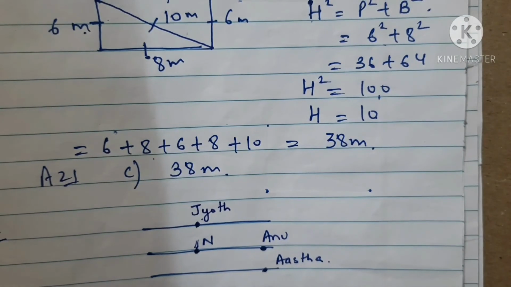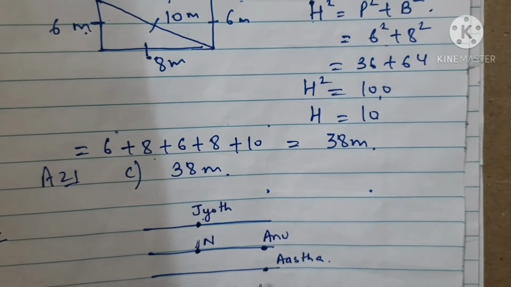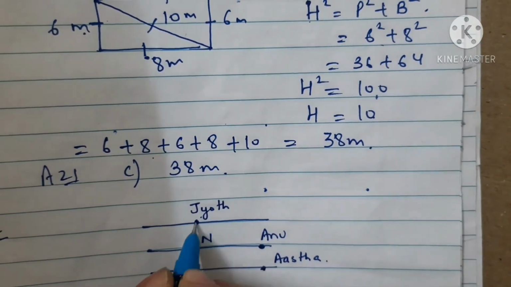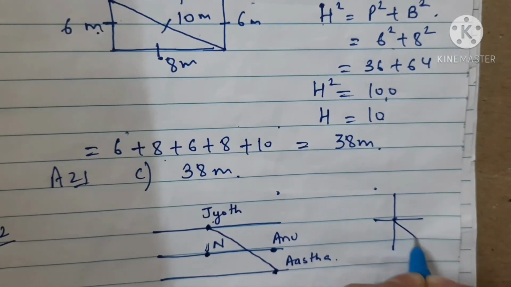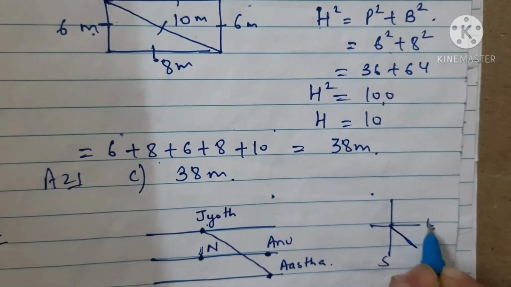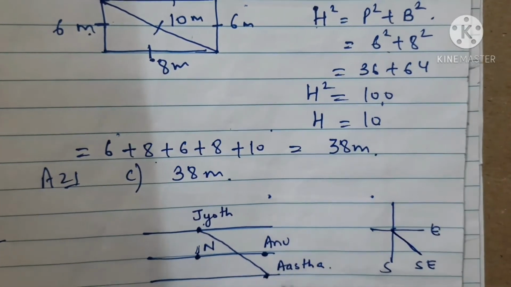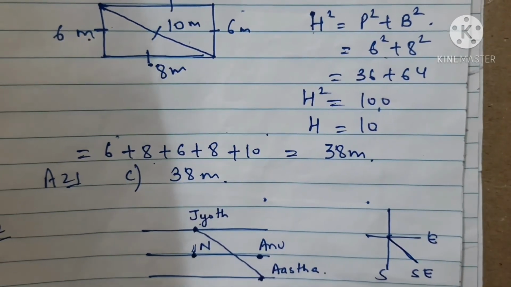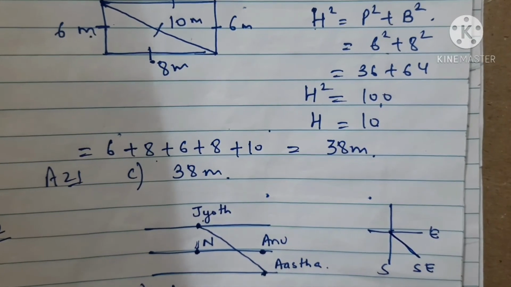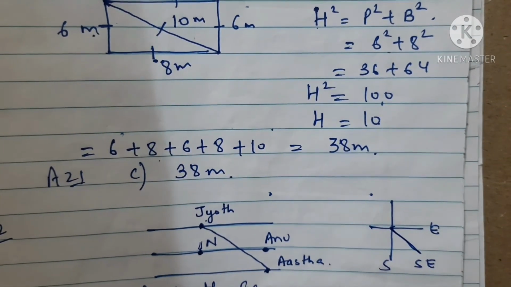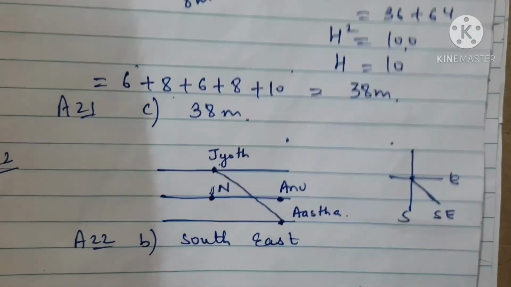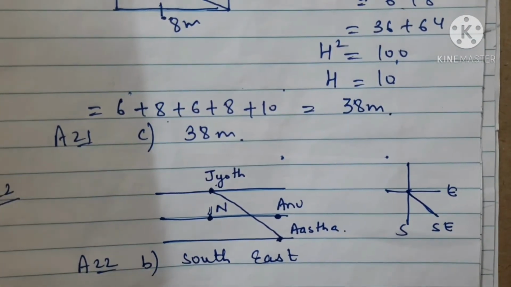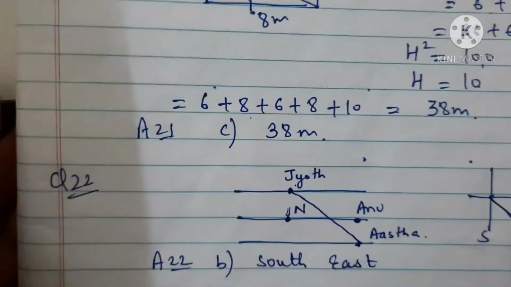In which direction of Jyoti is Astha? Now see, which direction is this? This is southeast. This direction is southeast. So the answer for the question is B part, southeast. Right? So the answer for the question is B part, southeast. Now let's do question number 23.